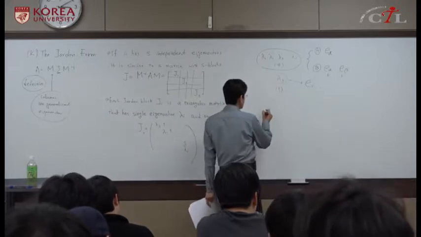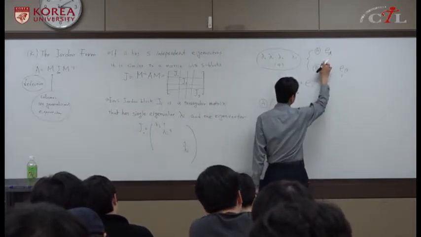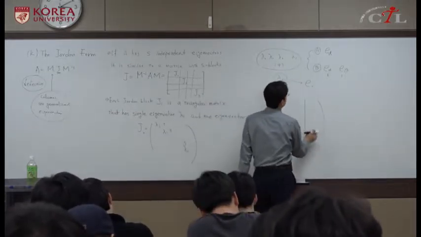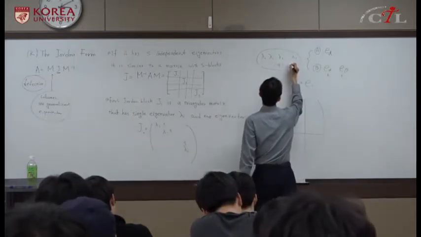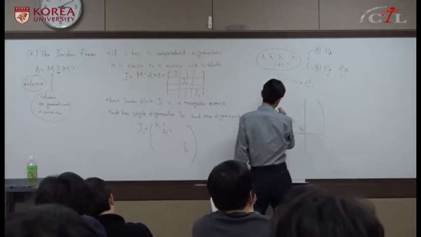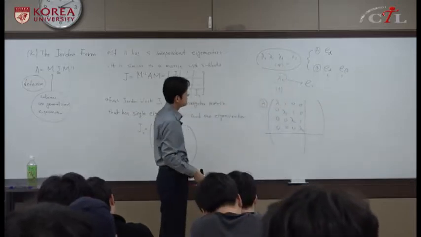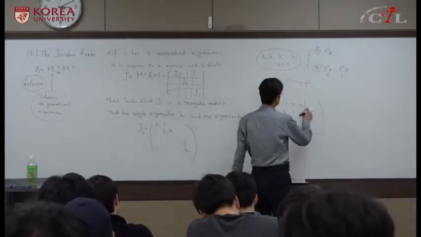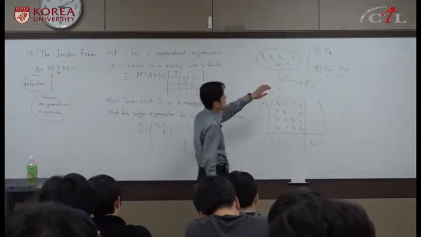Okay. For case A, there are two distinctive eigenvectors, so there are two Jordan blocks. The first Jordan block is lambda 1, with ones on the superdiagonal and zeros elsewhere. This is for case A, for the first eigenvalue, the first Jordan block. And the second Jordan block is just lambda 2. So two Jordan blocks, because there are two distinctive eigenvectors.